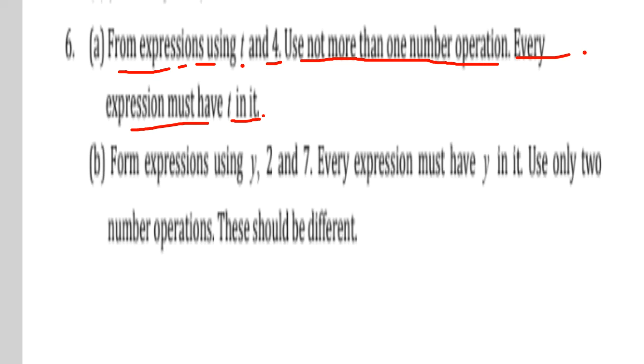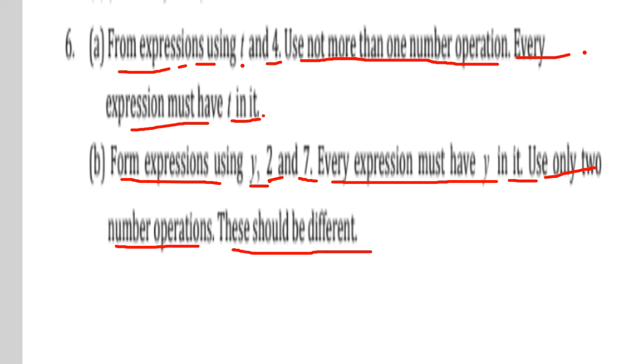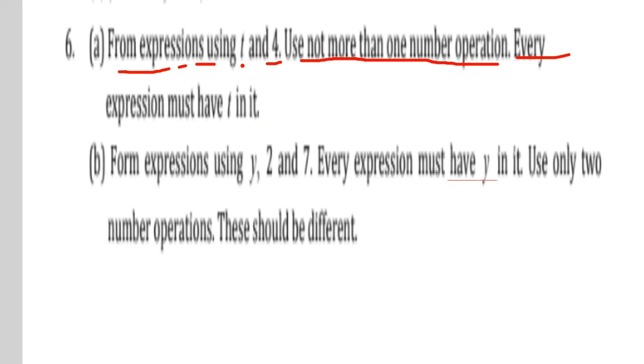Part A of question 6, we write the expression to use t and 4, and use not more than one arithmetic operation. Every expression must have t. And in B part, form expressions using y, 2 and z, every expression must have y in it. Use only two arithmetic operations. These should be different. So first we solve part A of this question, after this part B.